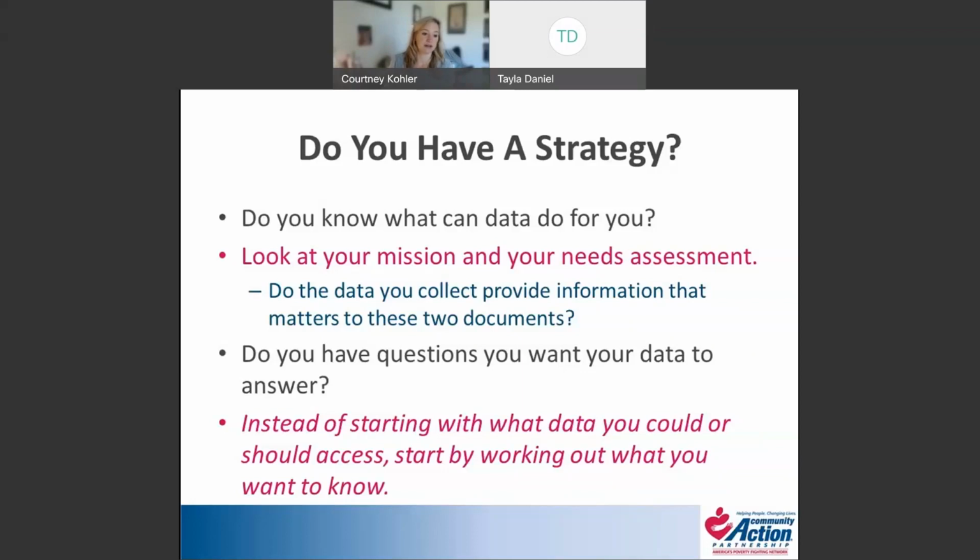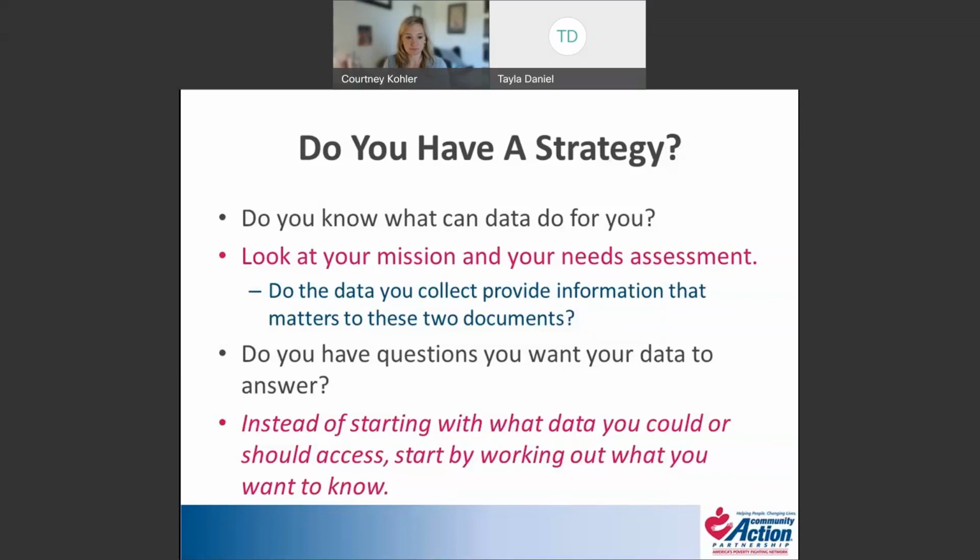Is it helping to achieve your mission? Is it helping to plan your programs and services? Are you able to draw those lines from the data to these processes that you're doing? And also, do you have questions that you want data to answer for you? What are those questions in your organization that you've asked over time that simply don't have answers? You might be able to collect some data from your customers. Maybe it's internal agency data, operational data that could help answer some of those unanswered questions a little better.